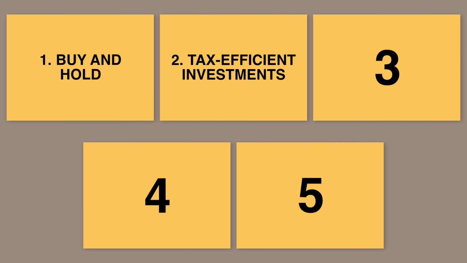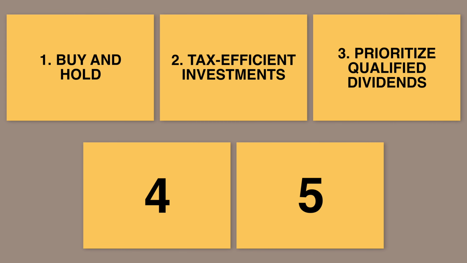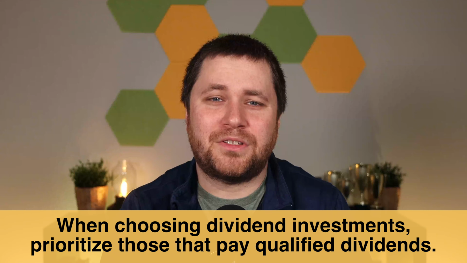The third strategy focuses on reducing dividend taxes. An investment's total return comes from both appreciation and dividends. By minimizing taxes on those dividends, you'll reduce tax drag and effectively boost your after-tax returns. Now, this strategy is really straightforward. When choosing dividend-paying investments, simply look for those that pay qualified dividends. They're taxed at lower long-term capital gains rates rather than your higher ordinary income tax rate.